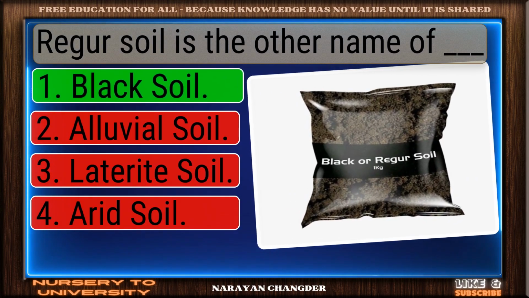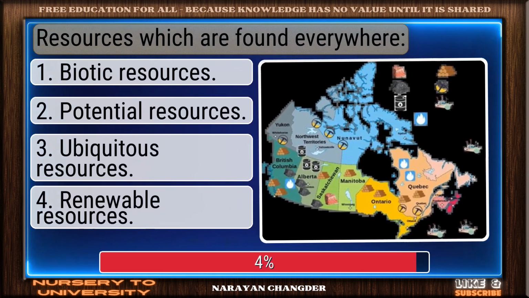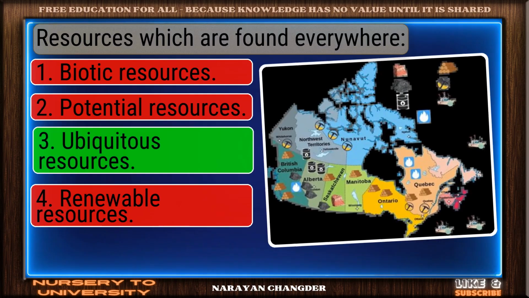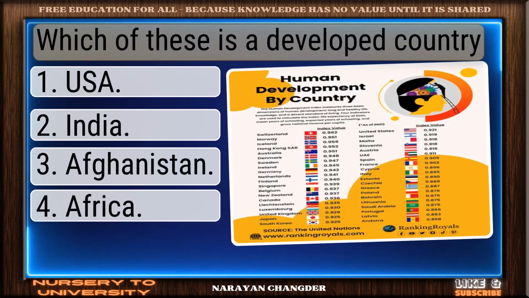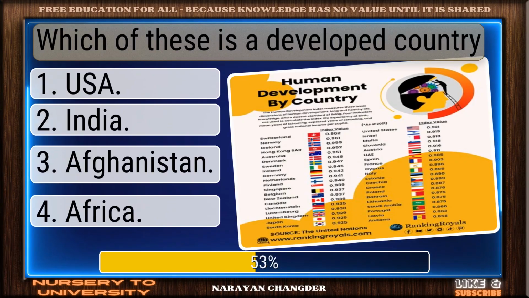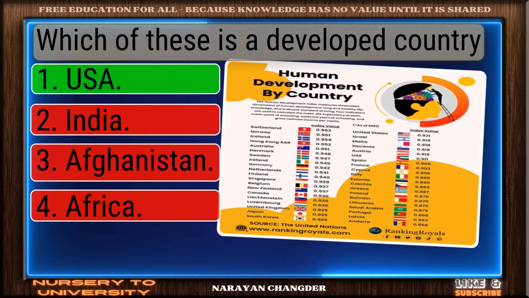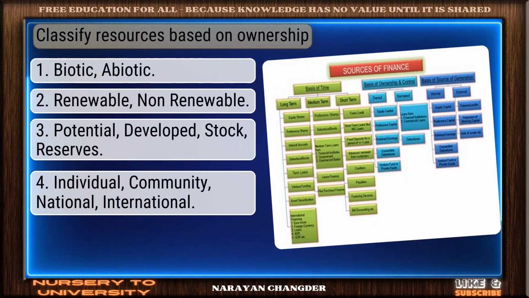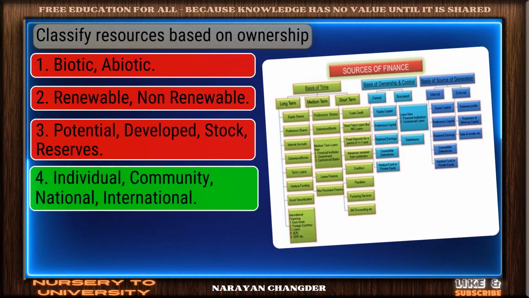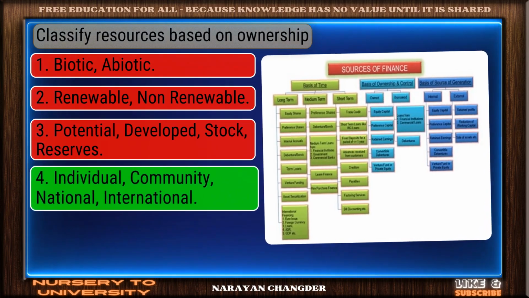Right again. Black soil is valid. Resources which are found everywhere. Bravo. Ubiquitous resources is the answer. Which of these is a developed country? Good thinking. USA is right. Classify resources based on ownership. On track. Individual, community, national, international is correct.